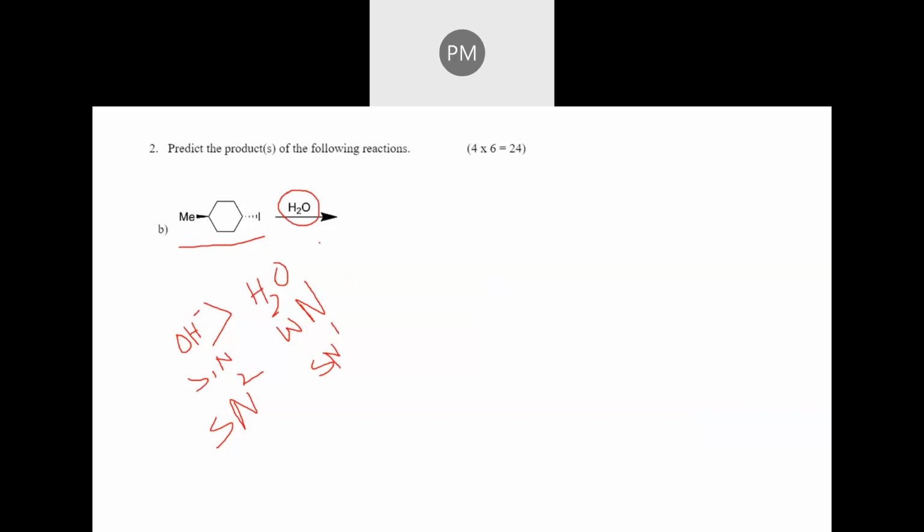Then what will be the product? So first, for the SN1 pathway, the iodide will be leaving from that system. So if the iodide leaves from the system, this molecule will be like this. There will be some positive charge generated here, and above it is the methyl group.